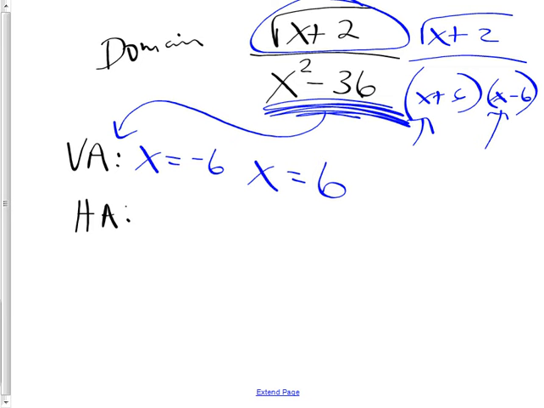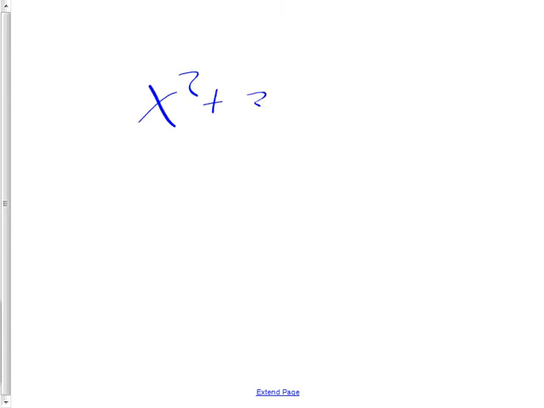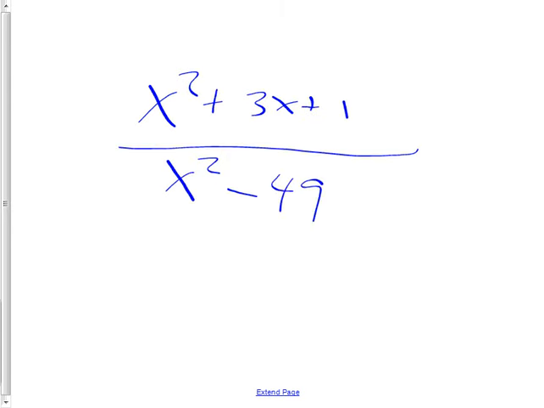And then who tells you the horizontal ones, the y? Who tells you y? Bob tells you y. And is this a Bob? Yes, it is. So there it's very bigger on bottom, and therefore it's y equals 0. Let's just take one where it's not a Bob. X squared plus 3x plus 1 over x squared minus 49. Okay, is this bigger on bottom, bigger on top, or same on both? Same on both, and therefore it's, what's the answer? Y equals what? It's a ratio.